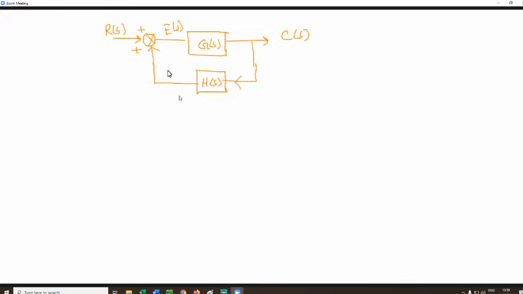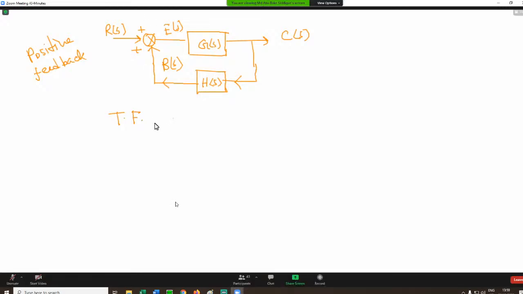Sir, at that place won't it be minus at the input, sir? No, this minus is a plus, that is a positive feedback. Okay, sir. Feedback. So transfer function. The question is transfer function. What is transfer function? CS by RS equal what?